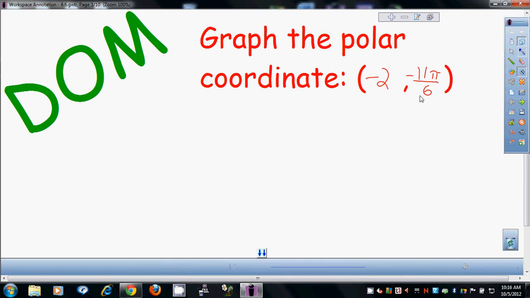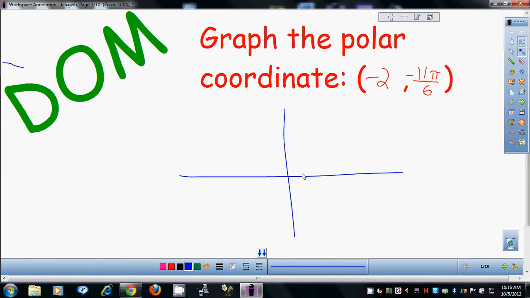Okay, the DOM. So, coordinate plane, 2, 11 pi over 6 would have put you here. Negative angle flips you over the x-axis. Negative radius flips you around the origin, which would have put you here, which was the correct answer. Third quadrant, the equivalent to 210 degrees.